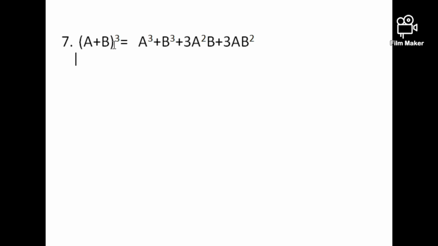Here (a plus b) whole cube equal to a cube plus b cube plus 3a square b plus 3ab square. I have to prove it. First of all, LHS equal to (a plus b) whole to the power 3.